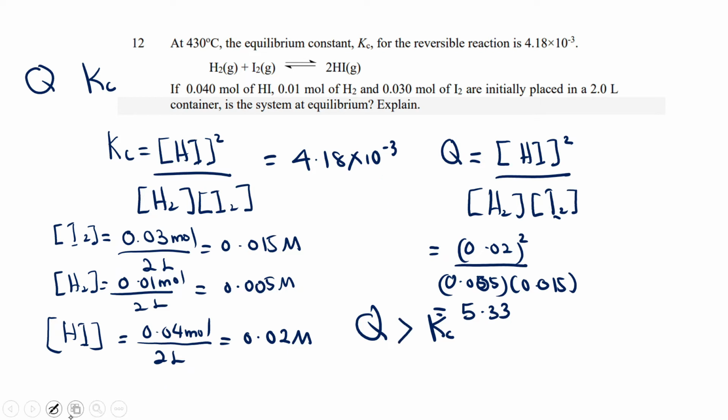Jadi if Q is greater than Kc, jadi kita tengok di manakah arah dia. Alright, so lukis Batman. So Batman bergerak ke mana? Sebelah kiri, shift to the left. Jadi bila Batman shift to the left, maksudnya the system is not at equilibrium. Jadi macam mana dia nak mencapai keseimbangan?